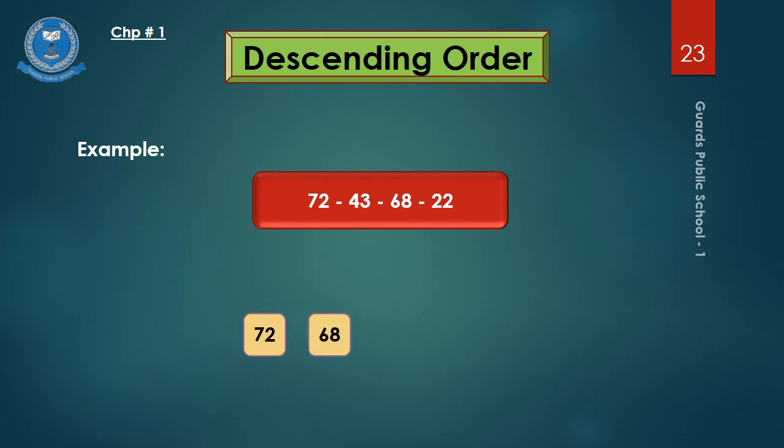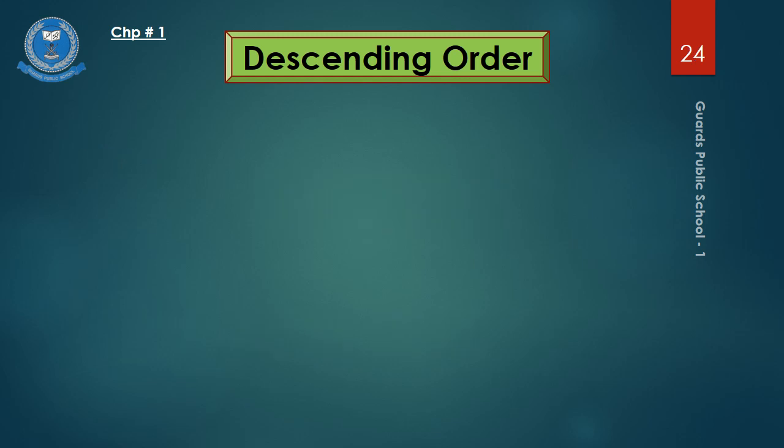Now, the next smaller than 72 and 68? Yes, it's 43. Did you notice one thing? We are moving down, so the tens number must go smaller. And the last, smallest number is, very good, it's 22. So, here we arrange the numbers in descending order like this: 72, 68, 43, 22.